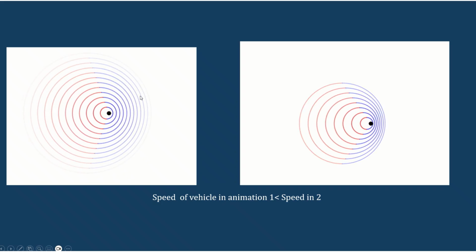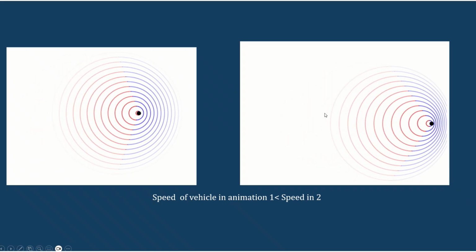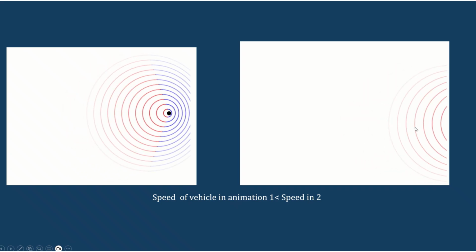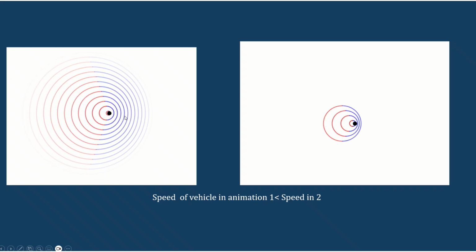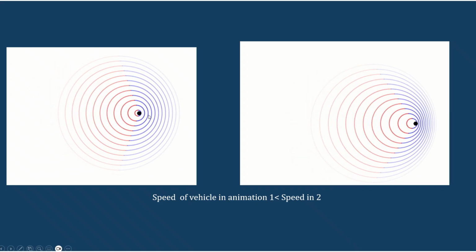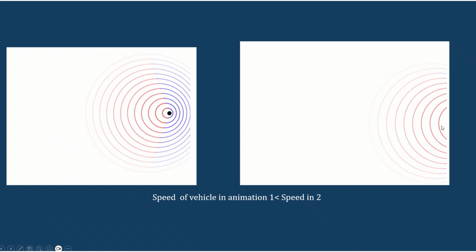Here you can see that the clustering of the frequency is less as compared to this case. That means that if the speed is more, the clustering will be more. So the speed has a relation to the clustering of these frequencies, or the frequency increase. Here there is less clustering and the frequency increase is less, but here there is more clustering and the frequency increase is more. So the speed and the Doppler frequency shift are directly proportional. This concept is used to calculate the velocity in the Doppler case.